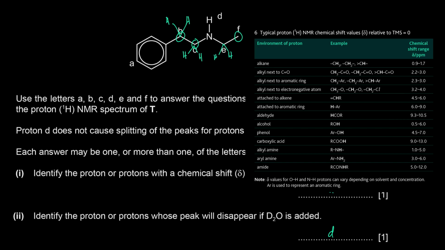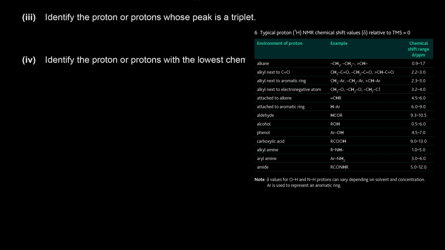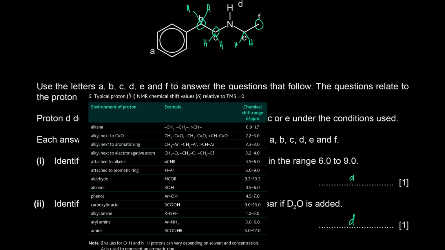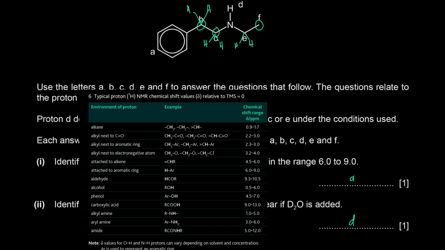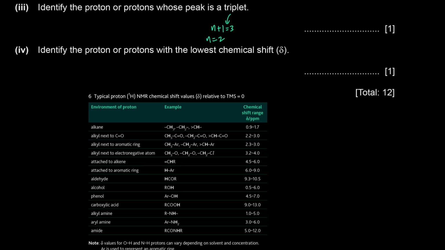Remember, if you have a triplet, that means that n plus 1 is equal to 3. In other words, the neighboring carbon must have 2 protons. That's the pattern that you see. So the protons that would be split into a triplet would be B, C, and F. And now the proton or protons with the lowest chemical shift.